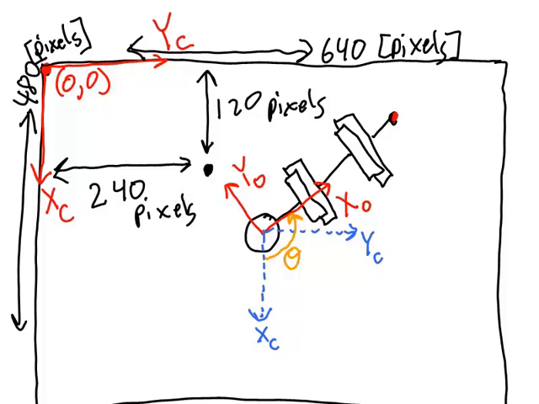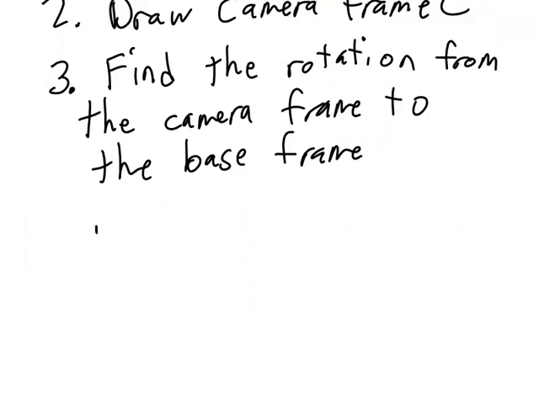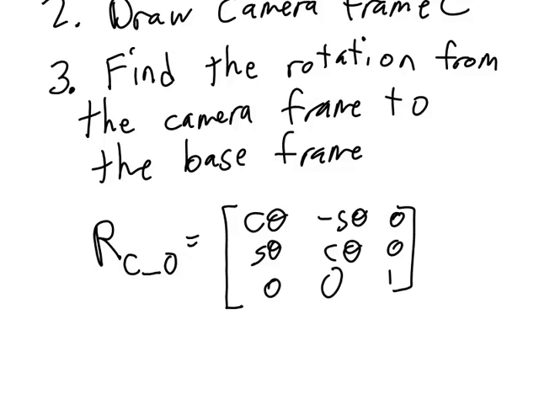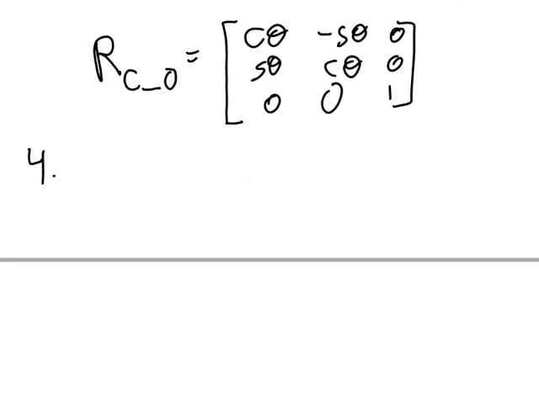Because the rotation is an angle of theta around the Z-axis, I can easily find the rotation matrix by pulling out the standard form of the rotation matrix around the Z-axis and plugging in the angle theta. We can write that like this. The rotation from the camera frame to the base frame 0 is equal to a standard rotation matrix around Z with the angle theta plugged in. We're now done with step 3.